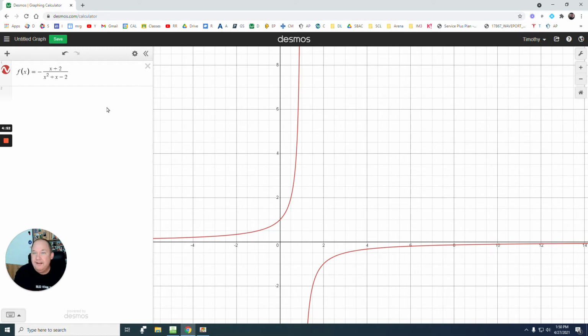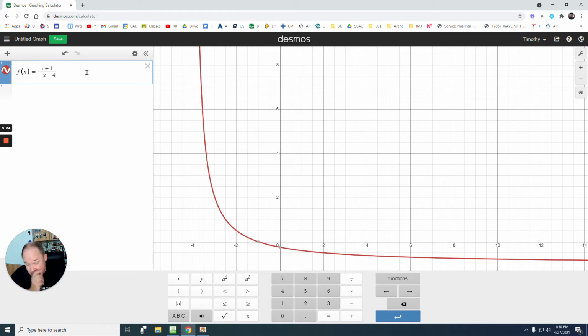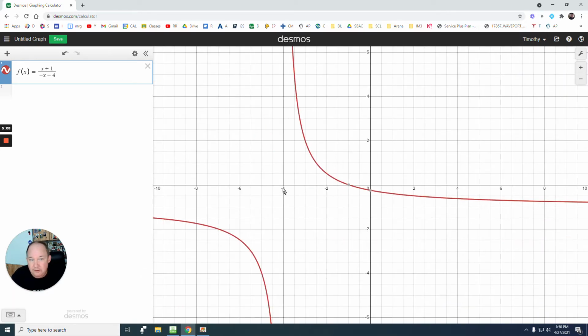Let's look at the next one too. I'll show you my work in a second. The next one is x plus 1 over negative x subtract 4, and again, x approaches negative 4. Looking at negative 4, from the left it goes to negative infinity, and on the right it goes to positive infinity.